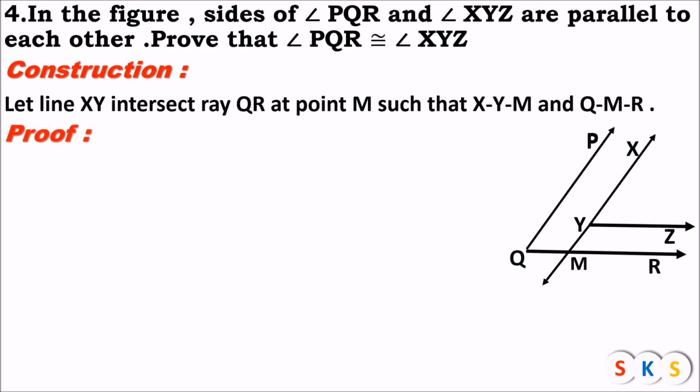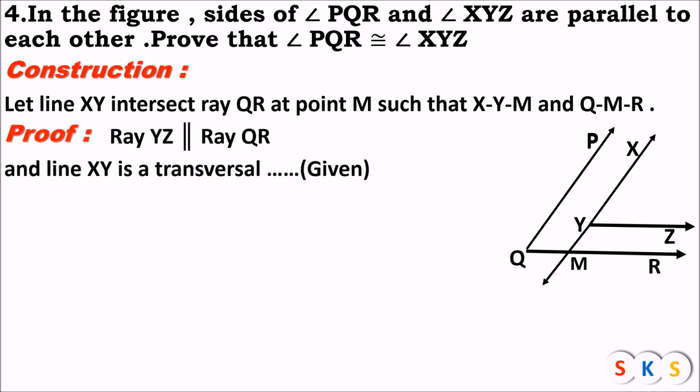Now we will see the proof of this. Here ray YZ is parallel to ray QR and line XY is a transversal. Look at this figure. Ray YZ and ray QR are parallel and line XY is a transversal.